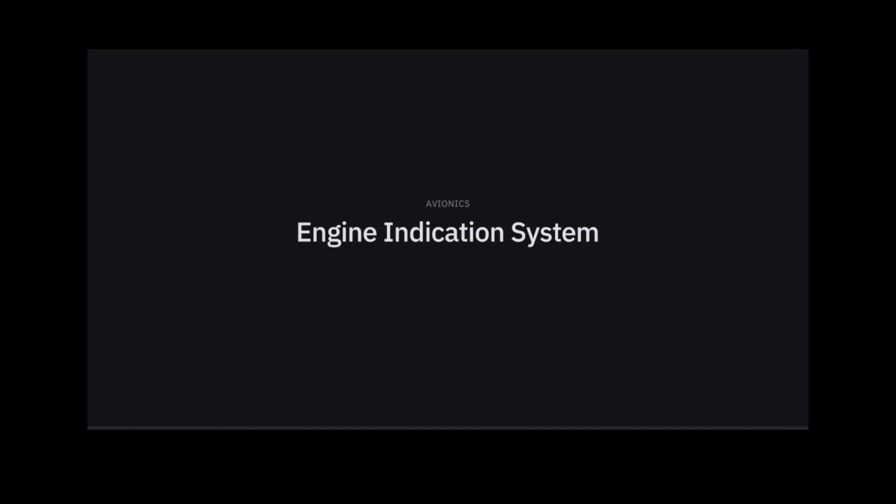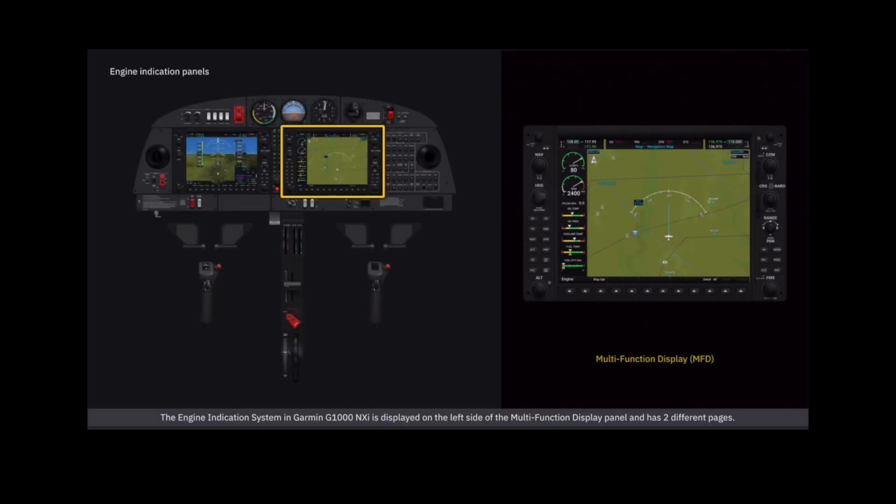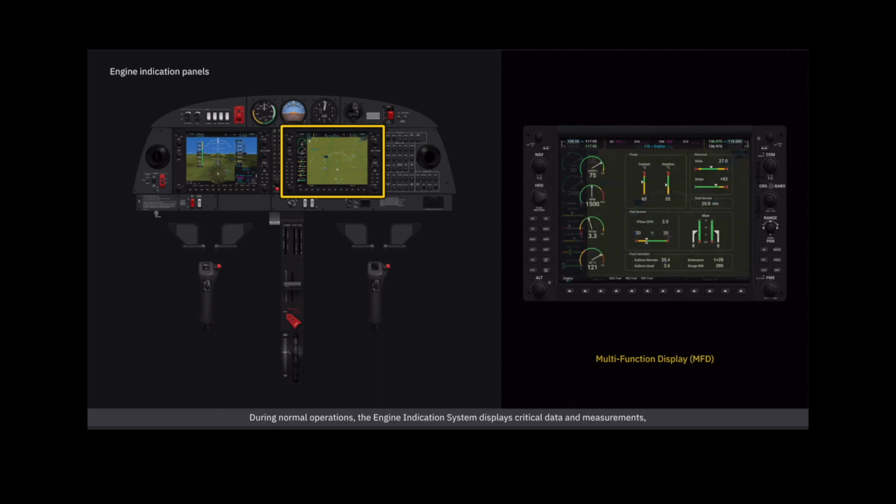Engine indication system. The engine indication system in Garmin G1000 NXI is displayed on the left side of the multifunction display panel and has two different pages. During normal operations, the engine indication system displays critical data and measurements that are related to engine performance, electricity, fuel, and other system parameters.